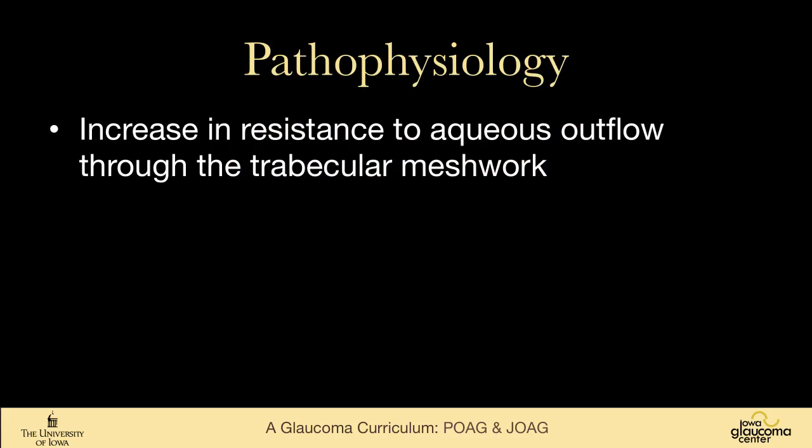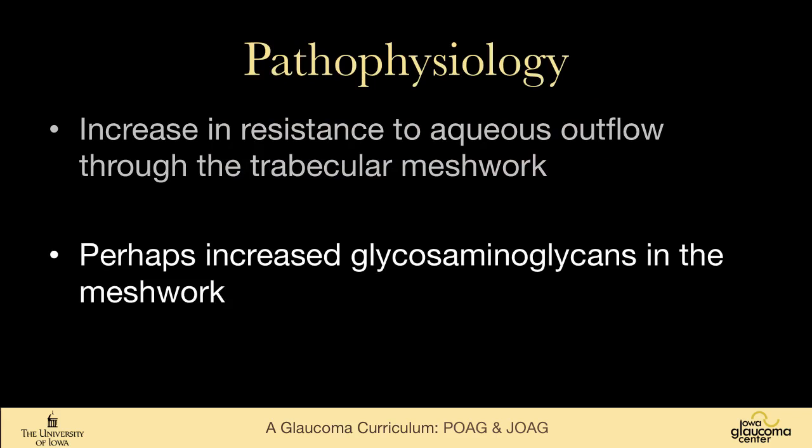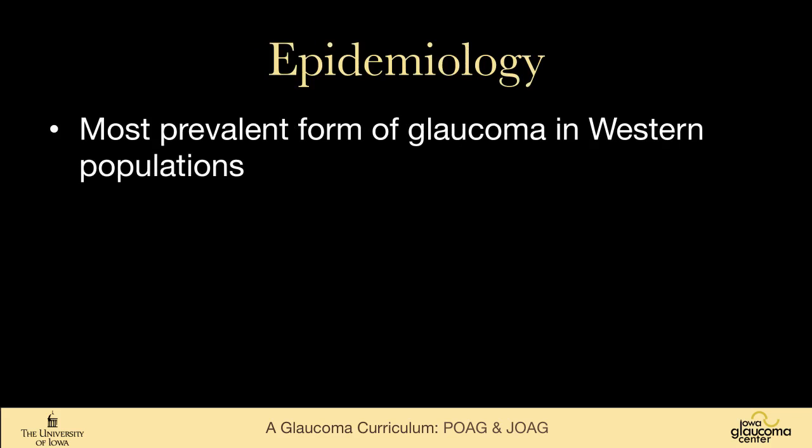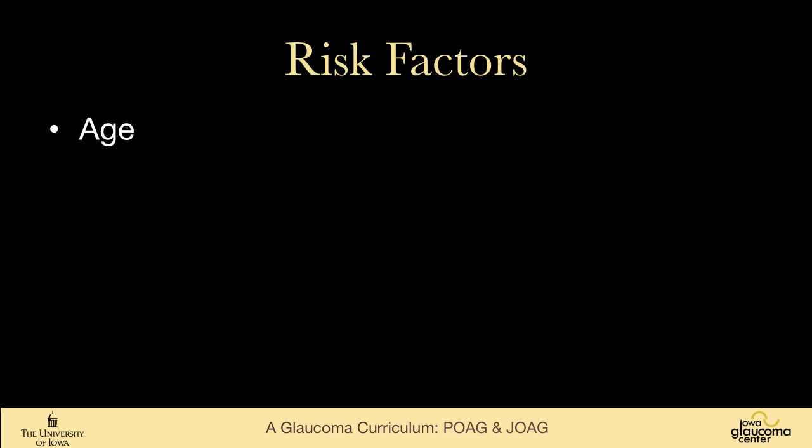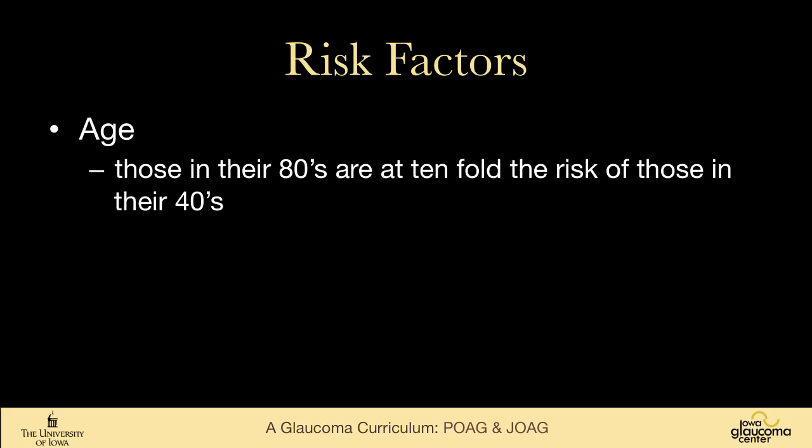So there's an increased resistance to aqueous outflow through the trabecular meshwork. This is perhaps due to an increase in glycosaminoglycans in the meshwork. It is, as I said earlier, the most prevalent form of glaucoma in Western countries, in Europe, in the United States, in Canada, Australia. It has many risk factors. Age. So individuals in their 80s are at tenfold risk of developing glaucoma compared to people in their 40s.